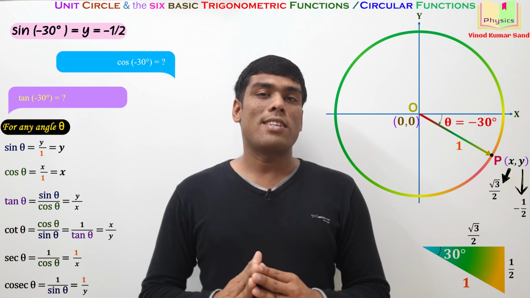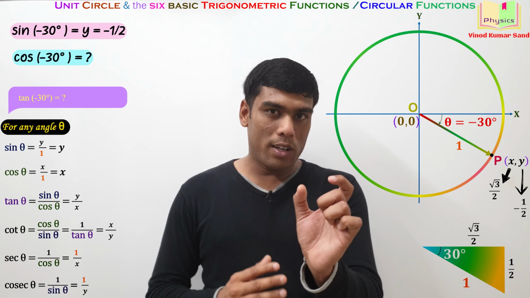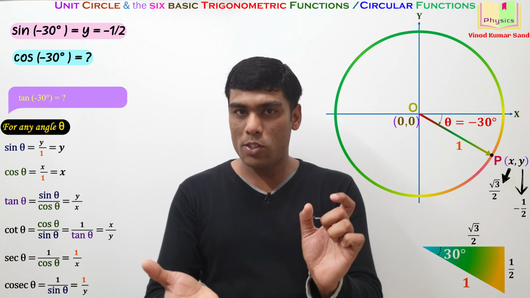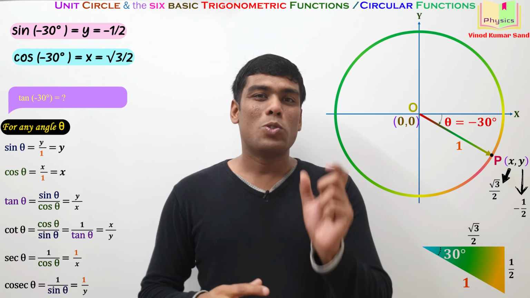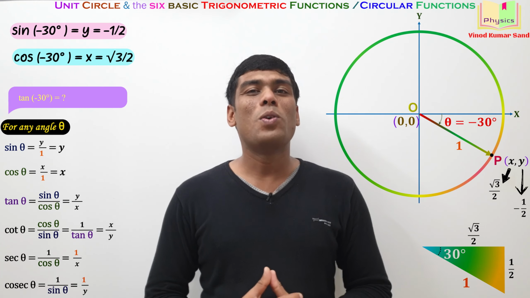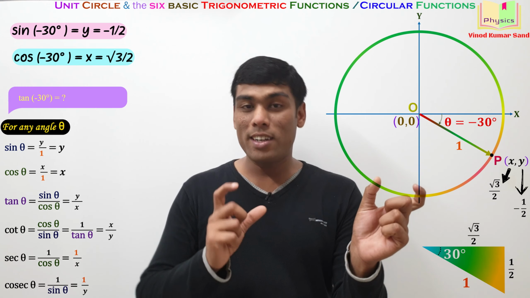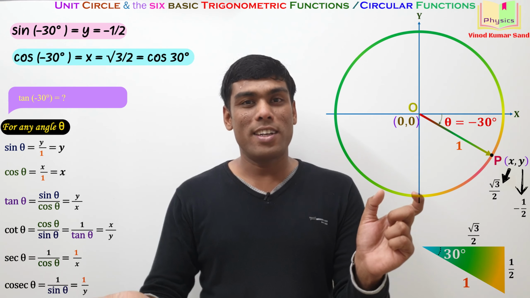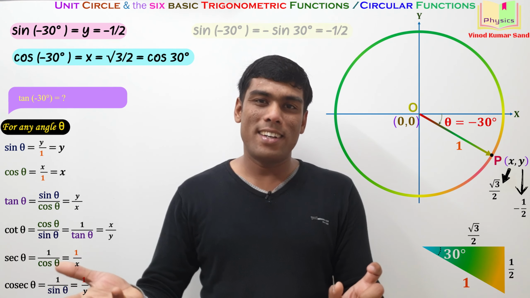If someone asks us the value of cos of minus 30 degree, cos of minus 30 degree is actually equal to the x coordinate, and the x coordinate here is root 3 by 2. So cos minus 30 degree is equal to root 3 by 2. You can verify it. Cos of minus 30 degree is equal to cos 30 degree. Sine of minus 30 degree is equal to minus sine 30 degree.